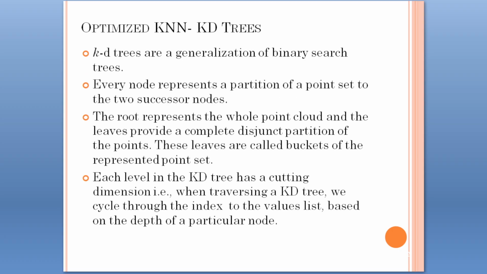KD trees are a generalization of binary search trees. Every node represents a partition of a point set to the two successor nodes. The root represents the whole point cloud and the leaves provide a complete disjunct partition of the points. These leaves are called buckets of the represented point set. Each level in the KD tree has a cutting dimension, where traversing a KD tree, we cycle through the index to the values list based on the depth of a particular node.